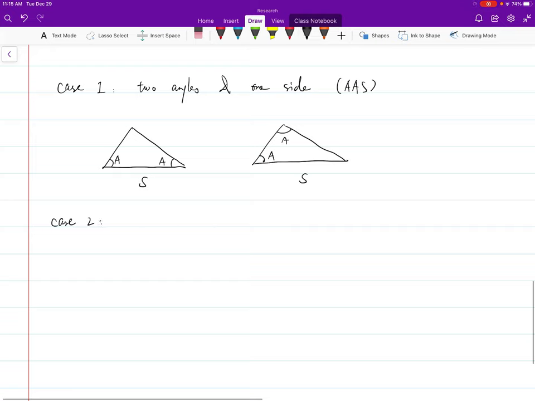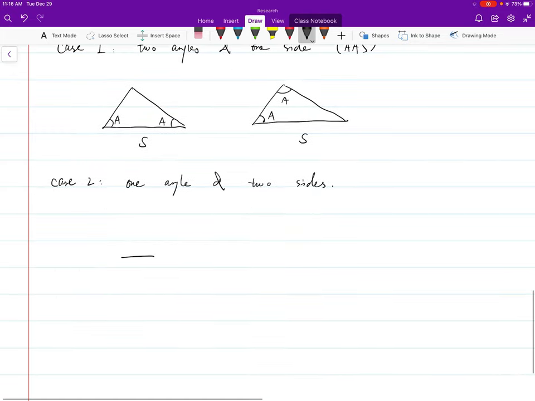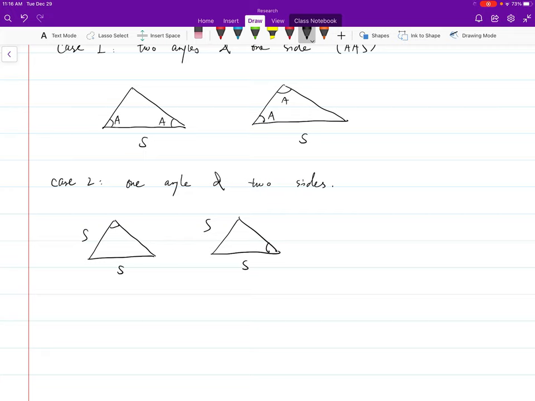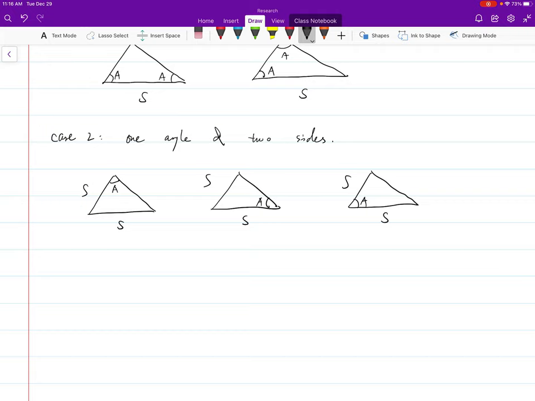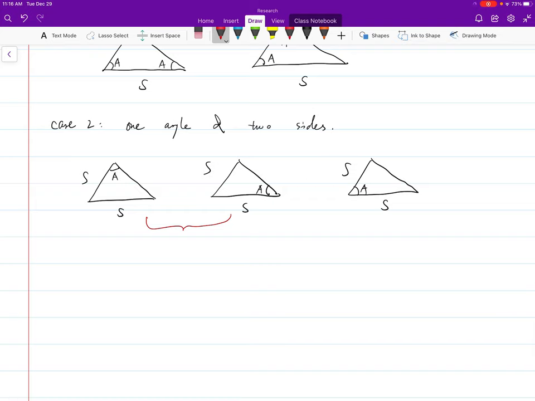Case two, we may have two sides and one angle. So let's say one angle and two sides. What possible information can we have? Well, if we know these two sides, we may know this angle. Or if we have two sides, we may know this other angle. Now, it's pretty easy to see you only have two cases because these two cases are similar through symmetry. You either know the angle between these two sides, or you know an angle other than the angle in between these two sides. So we are going to call this one SSA case, and we are going to call this one SAS case.